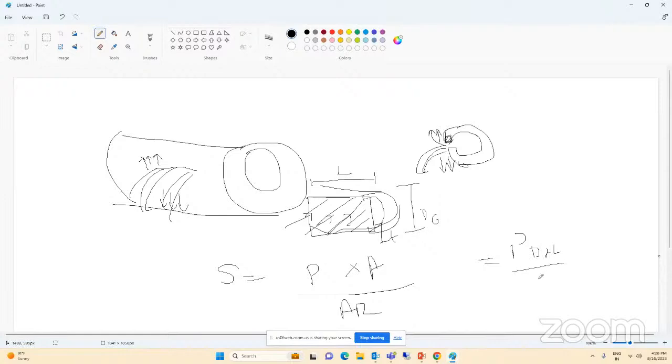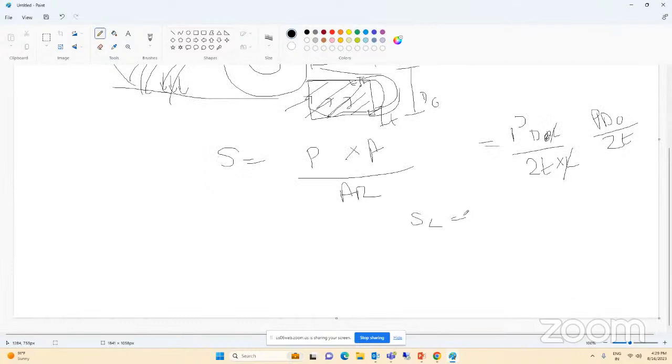The outside diameter area will be length into diameter, P DO L, and the force acting inside that area is 2 times T into L, because that T also appears here. So 2 T's into L. L will be cancelled. So P DO divided by 2T. We mentioned that SL, the longitudinal stress, is P DO divided by 4T.